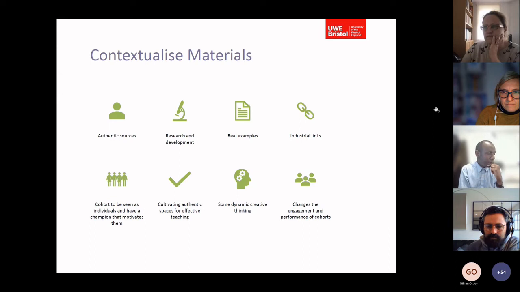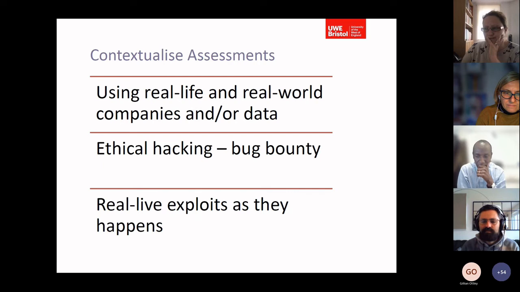So after you have been authentic yourself and you have been able to contextualize your materials, then the question is, how do you put that into your assessments?